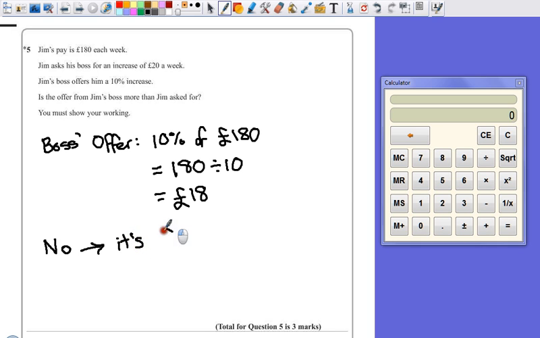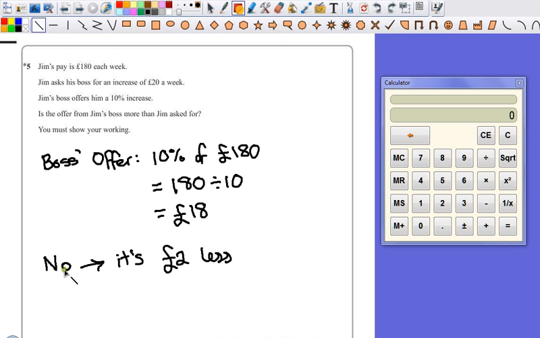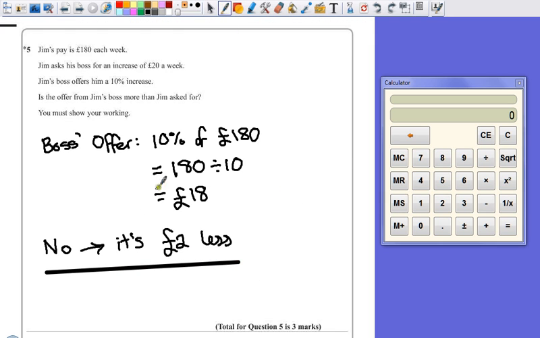It's £2 less. It's very clear what our answer is. I'm just going to underline that as well, so that they know where my final answer is. That's going to give us our final mark.